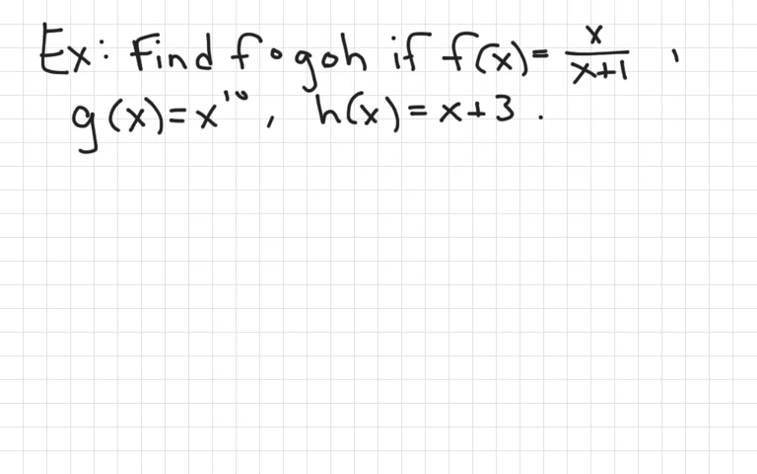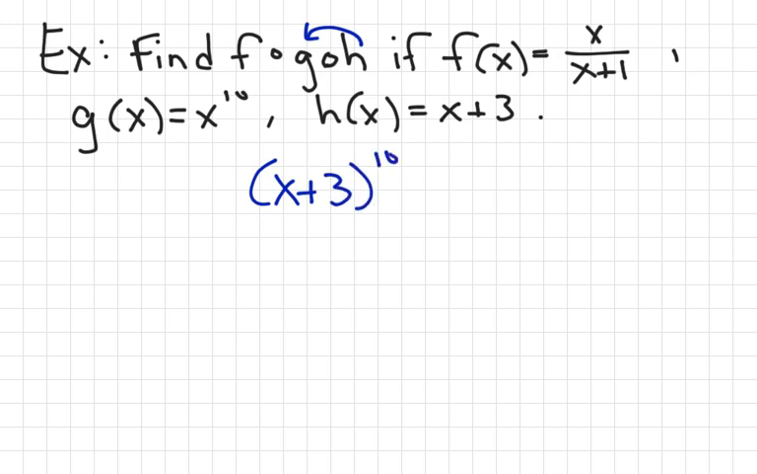I want to find f of g of h. If f of x is x over x plus 1, g of x is x raised to the 10th, and h of x is x plus 3. Now you've got to do it in this order. We're going to put h into g first. So when I put h into g, I'm going to get x plus 3 to the 10th.